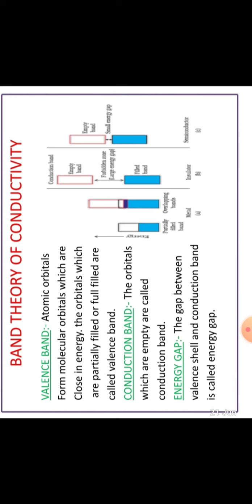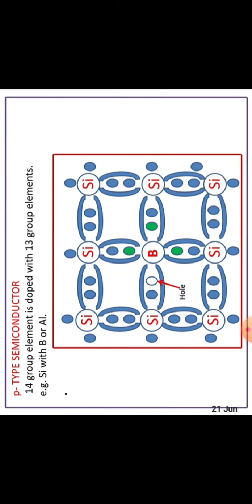So on the basis of mixing of the elements, we can classify semiconductors into two categories: p-type semiconductors and n-type semiconductors. Let's see p-type semiconductors. So students, as you know, silicon belongs to group 14 elements. It means its atomic number is 14. The configuration is 2, 8, 4. It means it has 4 electrons in its outermost orbit.